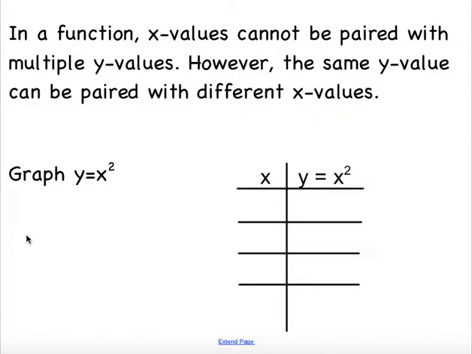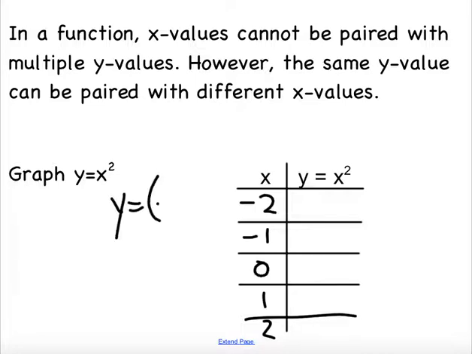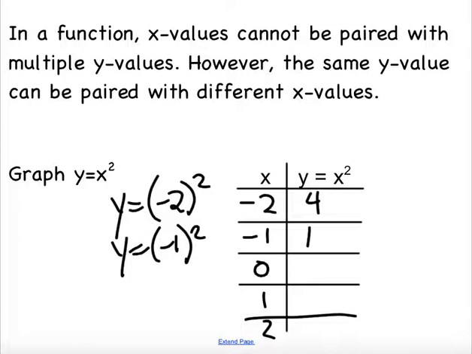All right. So if we have something like y equals x squared, let's see what happens. Maybe we have x as negative 2, negative 1, 0, 1, and 2. Well, negative 2, I'm going to plug these in. y equals negative 2 squared. Well, that gives me 4. y equals negative 1 squared. That gives me 1. I get 0, I get 1, and I get 4. And so we say, all right, is this a function?